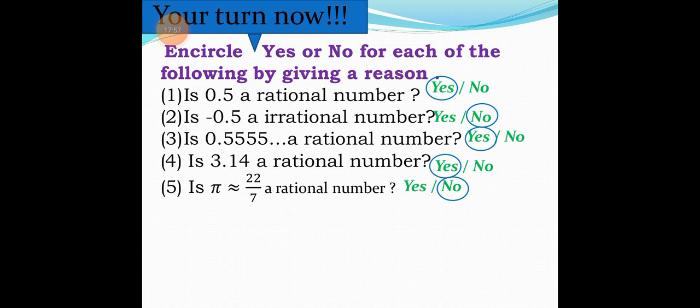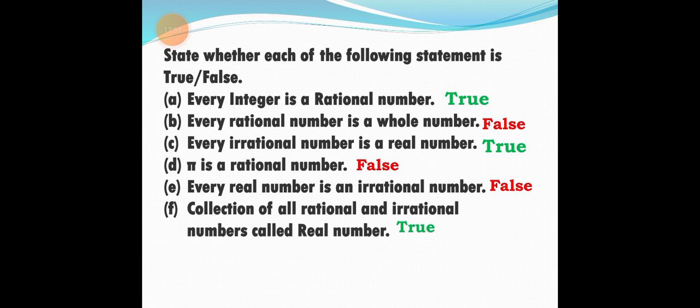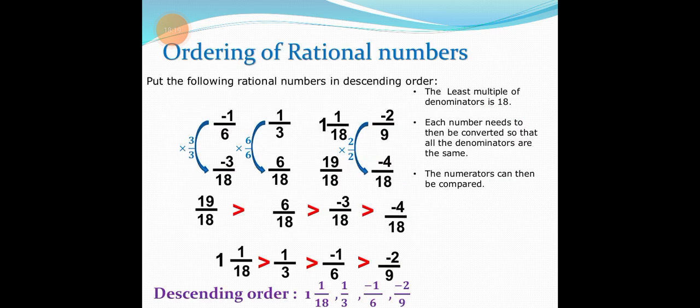So, no, pi is not a rational number. State whether each of the following statements is true. Every integer is a rational number, so yes, it's true. Every rational number is a whole number, that's false. Every irrational number is a real number, true. Pi is a rational number, that's always false. Every real number is an irrational number, that's also false. The collection of all rational and irrational numbers is called the real numbers, so that's true.